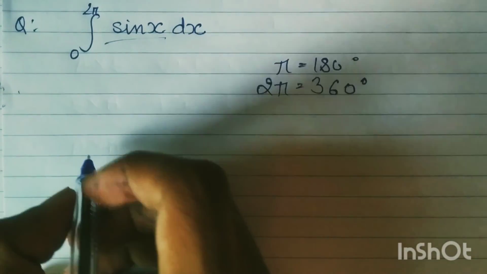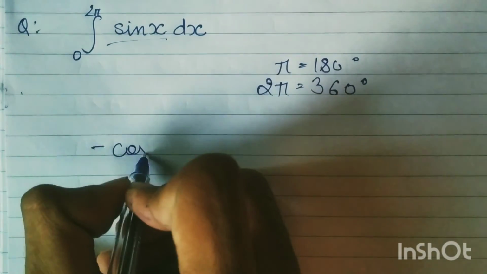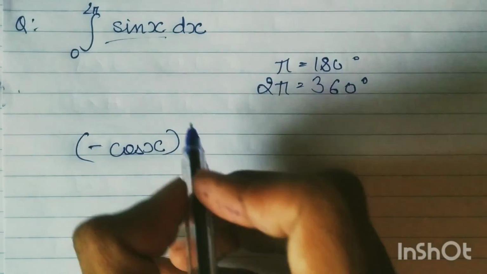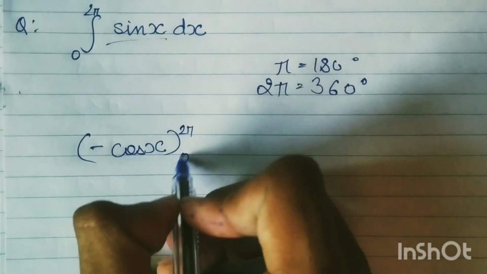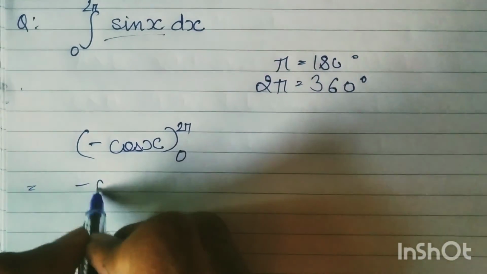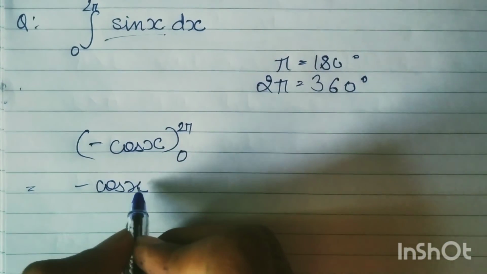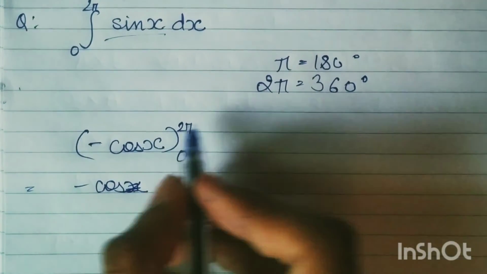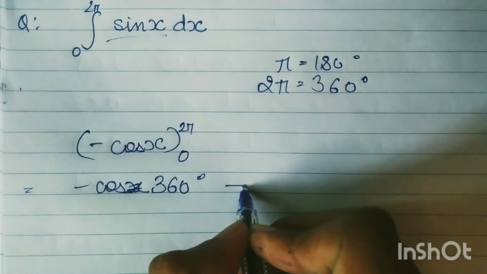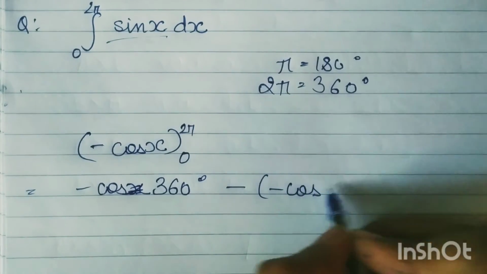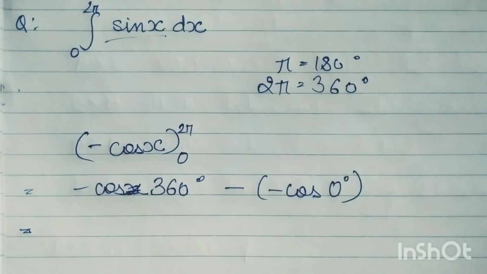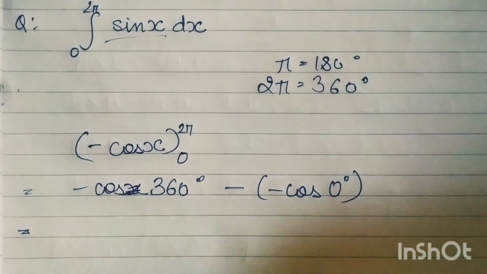From your functions, you know that integration of sin x is minus cos x. You will enclose a bracket and then you will write the limits 2 pi and 0. In place of x, replace both the values. Minus cos 2 pi, 2 pi was 360 degrees, minus, minus cos 0 degree.